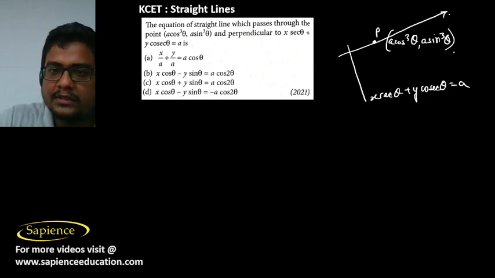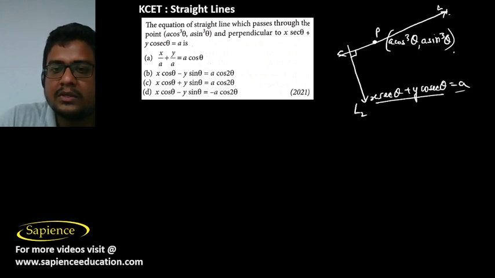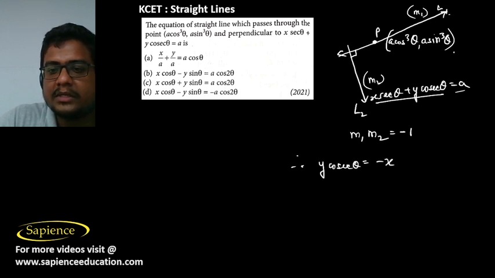So we have to find the equation of this line L1, which passes through the given point and is perpendicular to this line L2, whose equation is given. If the slope of L1 is m1 and the slope of L2 is m2, then the product of their slopes should be equal to minus 1. So m1 m2 = -1. Therefore, what is m2? y cosecθ = -x secθ + a.